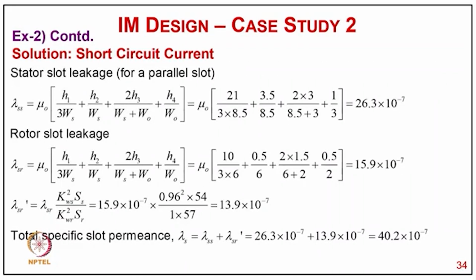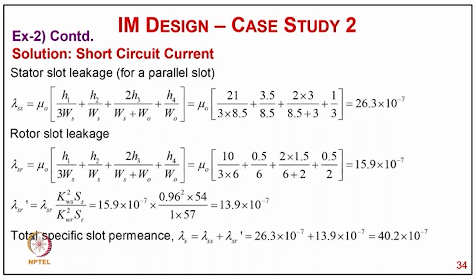Now coming to the calculation of the blocked rotor parameters, typically the leakage reactances and resistances. So coming to that, we have to calculate slot leakage, typically the permeance of slot. So lambda SS equal to mu 0 in bracket H1 upon 3 WS plus 2 upon WS plus 2H3 of WS plus W0 plus H4 upon WS, and keeping the value, it comes 26.3 into 10 power minus 3. And similarly for rotor slot leakage, the permeance, lambda SR equal to mu 0 with all the same dimensions, so it comes 15.9 into 10 power minus 7.